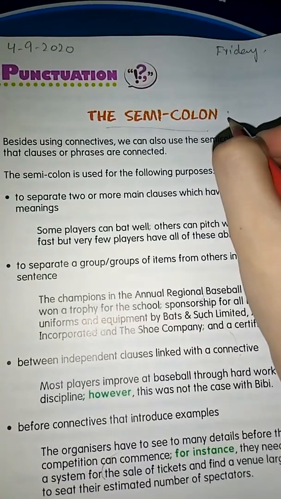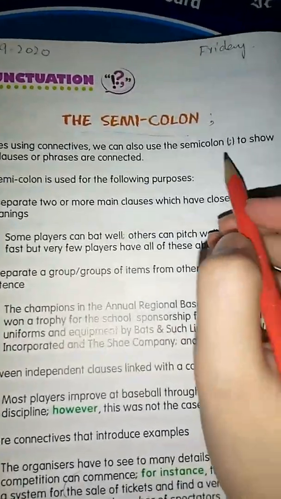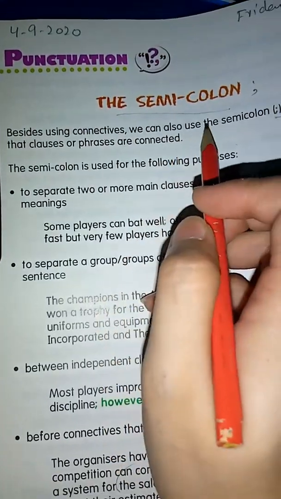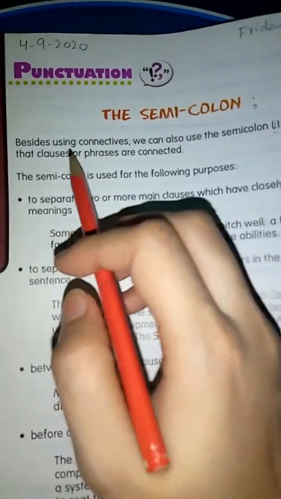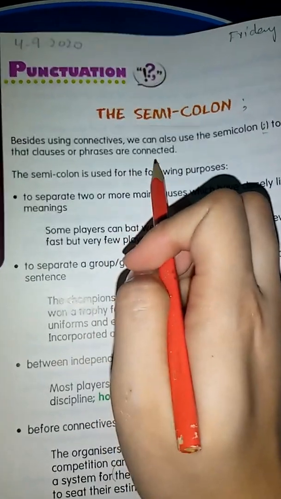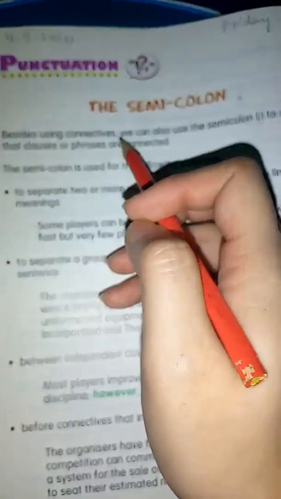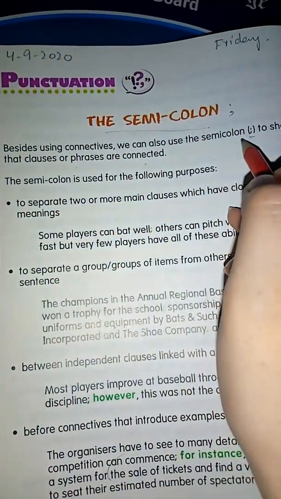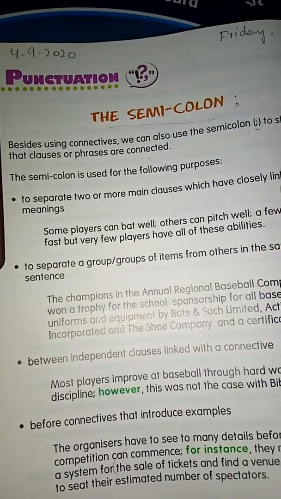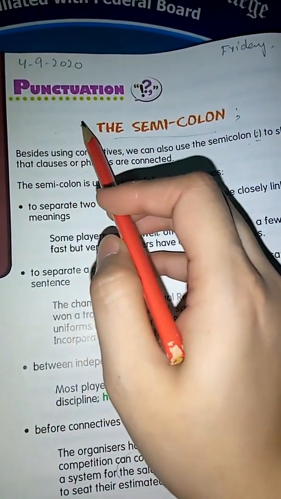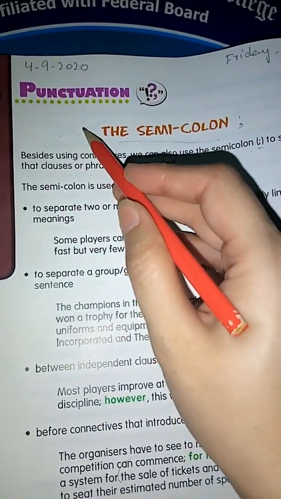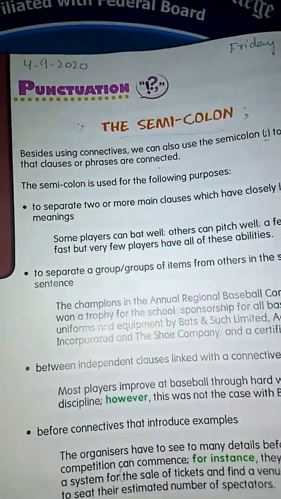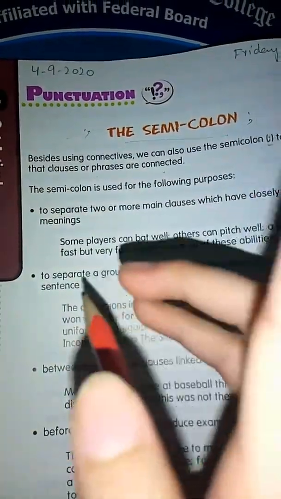As you have seen, this type of comma, okay, this is the semicolon. Besides using connectives, we can also use the semicolon to show that clauses or phrases are connected. If we are not using connectives, or sometimes when we are using connectives, we also have to use the semicolon to show that clauses or phrases are connected, that this sentence is connected with this sentence. Then it shows that these two are interconnected.